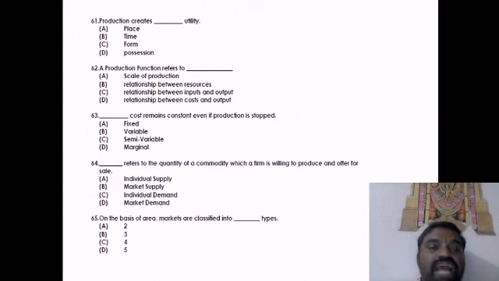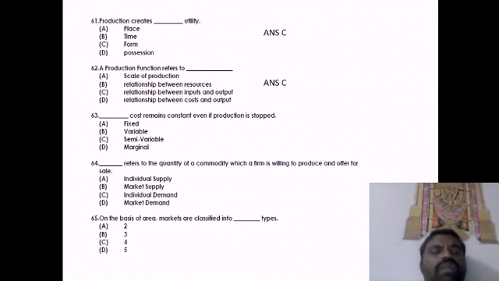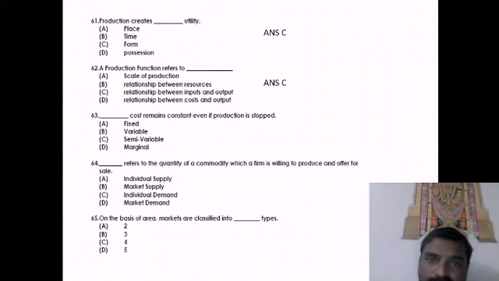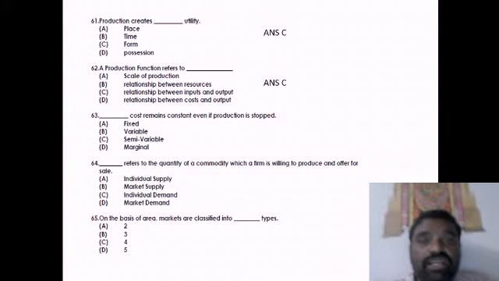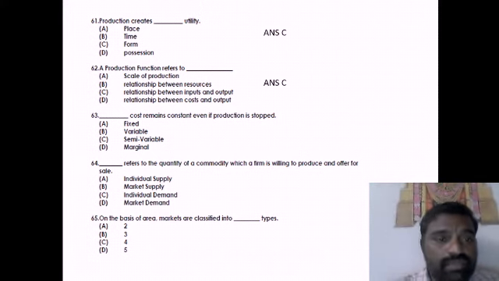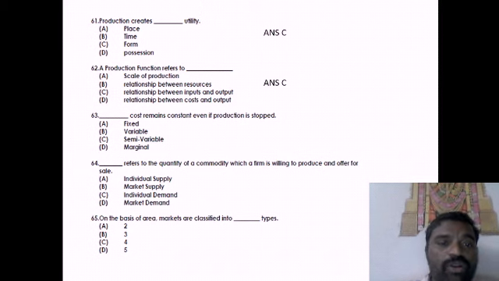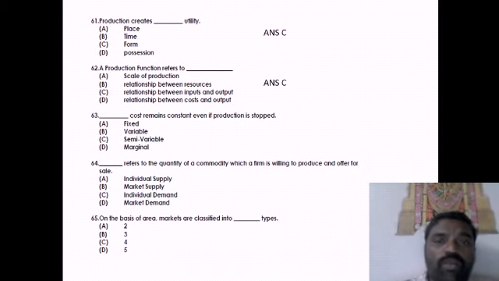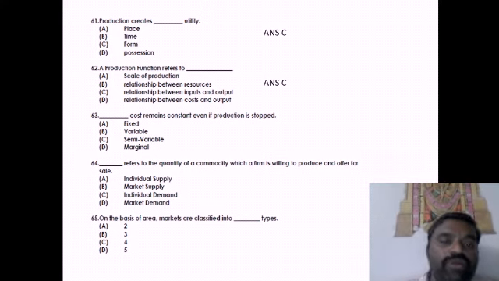Production creates dash utility, means it is form utility. Production creates form utility, it's not place, time or position. If it is consumption, then consumption also creates utility, but it is production that creates form utility. Next, a production function refers to the relationship between input and output. Production function is nothing but how much input you put in, and how much output you have given out. So it is a relationship between inputs and output.